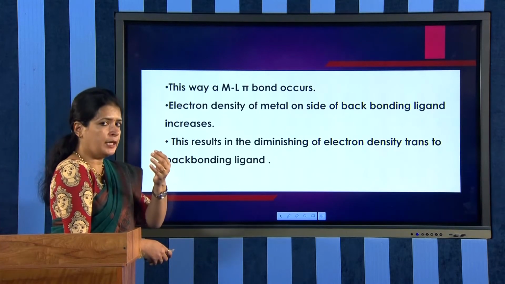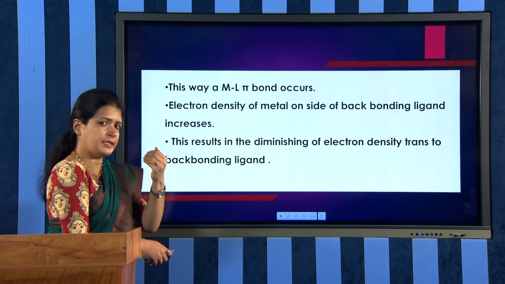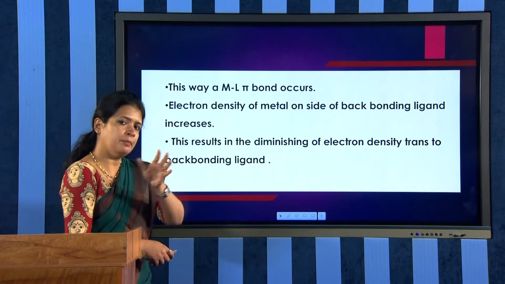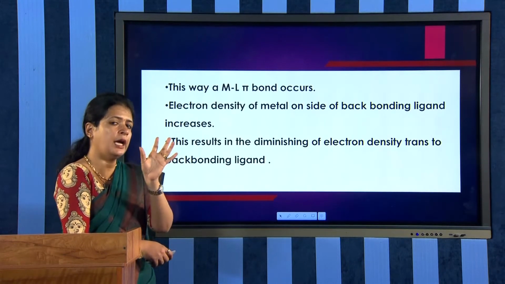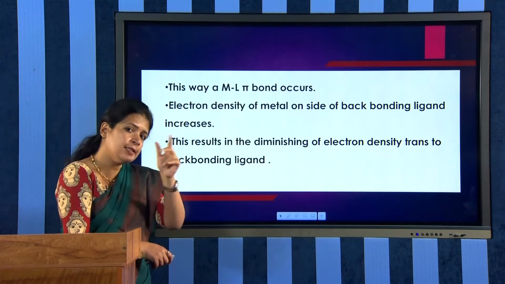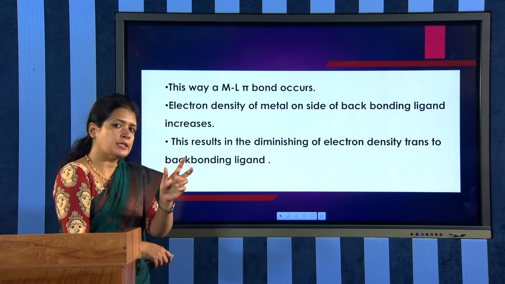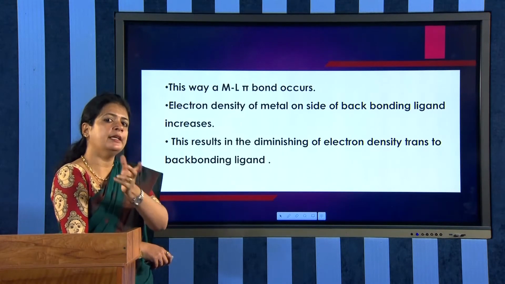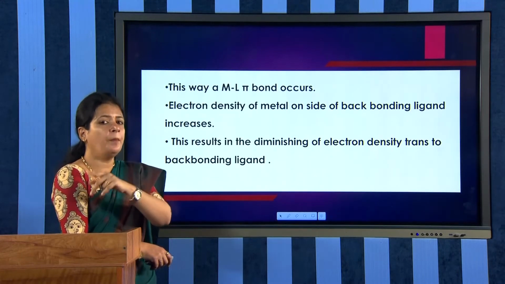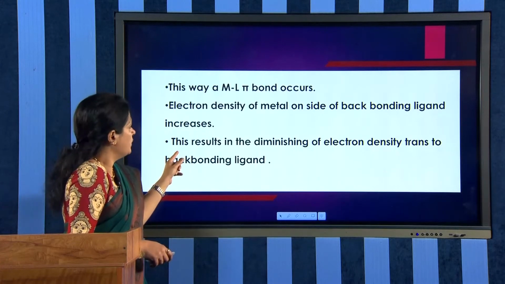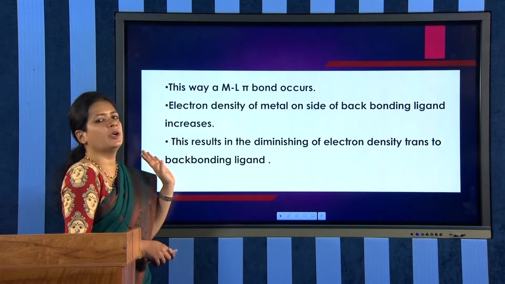So, since the electrons are accepted by these pi bonding ligands into the pi star orbital, there will be a high electron density between the metal and ligand, thereby increasing the electron density between the metal and ligand. What is the result? Thereby that will decrease the electron density towards the ligand that is opposite to this pi bonding ligand. So, this results in the diminishing of electron density trans to the back bonding ligand.